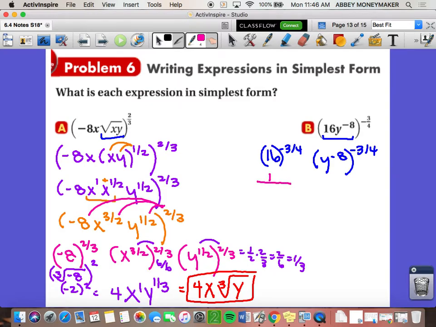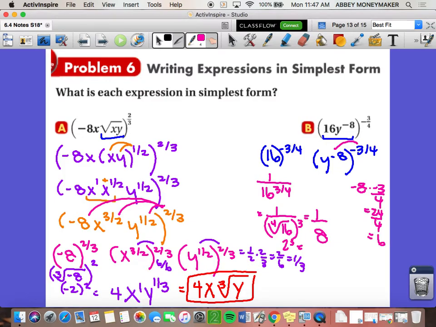That would be 1/16 to the 3/4 power, which is the same as the 1/4 root of 16, and then that's cubed. So that would give me 1/2 cubed, which is 1/8. And then here, power to a power, we multiply. Negative 8 times negative 3/4 gives me 24/4, which is 6. So we would have 1/8 times, oops, sorry, not x, it's y. We would say y to the 6th. So we would write our final answer as y to the 6th over 8.